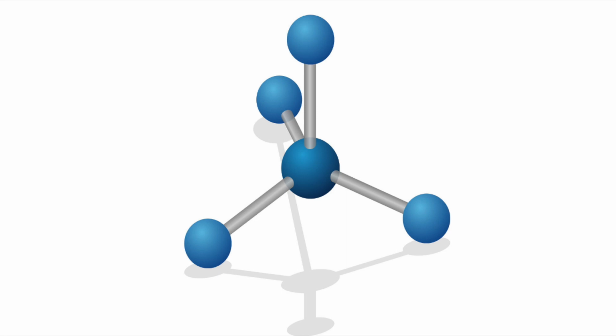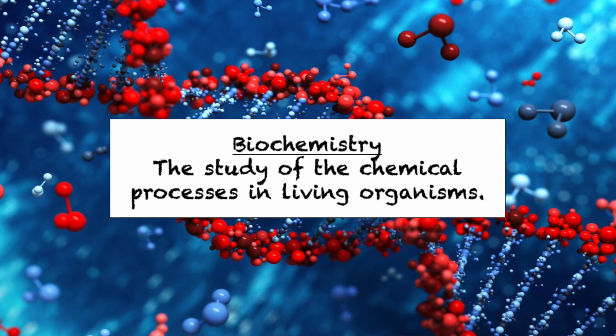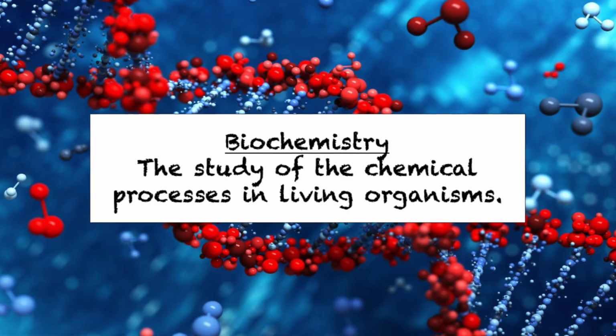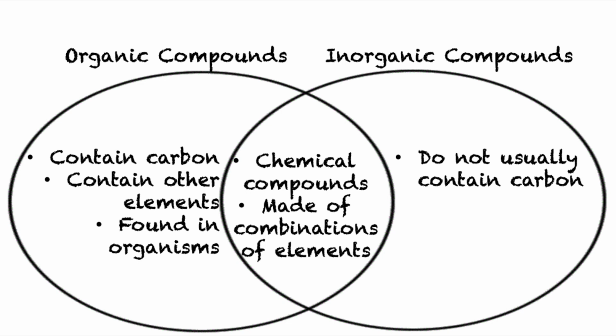Carbon is so important that it forms the basis of 2 branches of chemistry: organic chemistry, the study of carbon and its compounds, and biochemistry, the study of the chemical processes in living organisms. When you hear the word organic, you probably think of something that is natural or alive. On the other hand, inorganic suggests something artificial or human-made. In science, however, this isn't always true, especially when we're talking about organic and inorganic compounds.